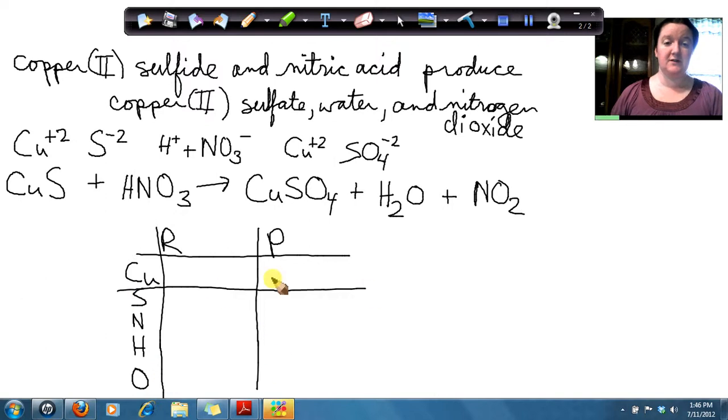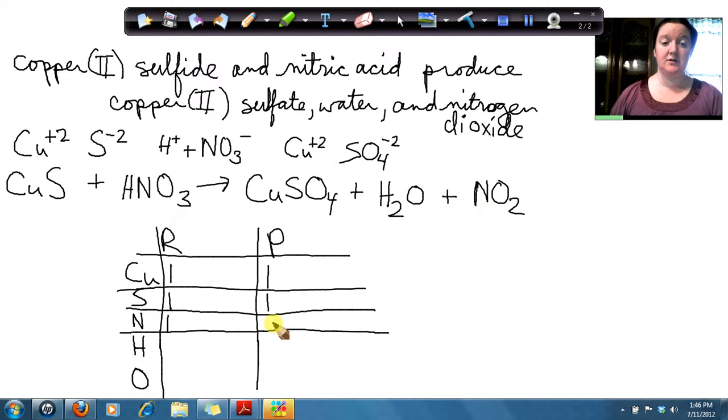So let's first look at the copper. Look on this side, we have 1 copper. If we look on that side, we have 1 copper. If we look at the sulfur, we have 1 sulfur on that side. We have 1 sulfur on that side. Now let's look at the nitrogen. We have 1 nitrogen there. Here we also have 1 nitrogen.